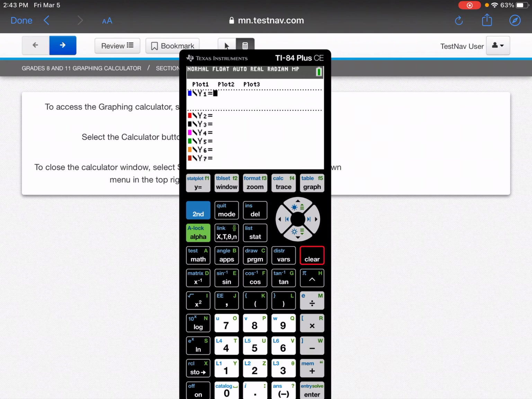Whoops. Let's just clear that out. The negative button here, notice it's negative x squared. You want to use the negative in front of there. If you do minus x squared, it's going to give you an error, so just be aware of that. So I'm going to write negative x squared minus 8x and then minus 15.